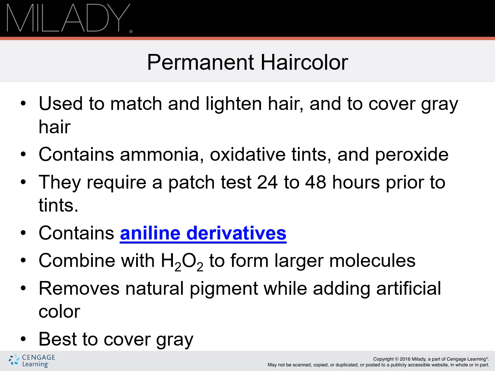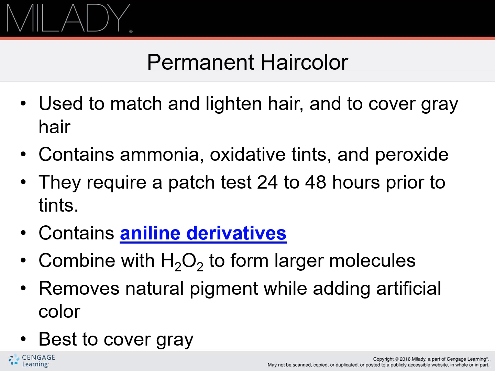Permanent hair color can lighten or it can deposit at the same time in a single process because they are more alkaline than demi-permanent. They are usually mixed with a higher volume developer. Okay, so these are used to match, lighten, or cover gray hair. So when I say match, that would be a color retouch. When we say lighten, that means you have natural hair and you want to go lighter. If you do not have natural hair color, this will not work. You have to use a lightener. You cannot get away with permanent hair color.